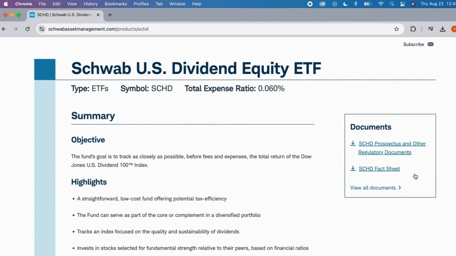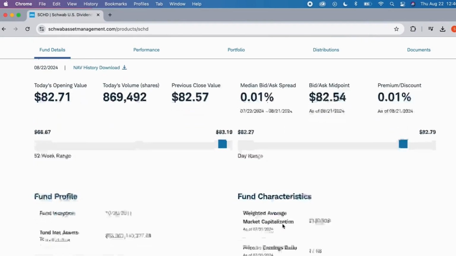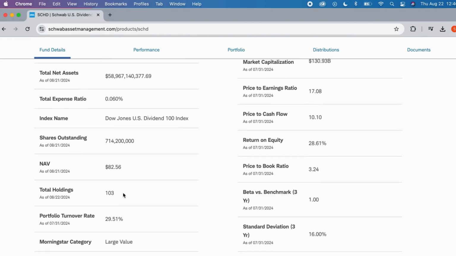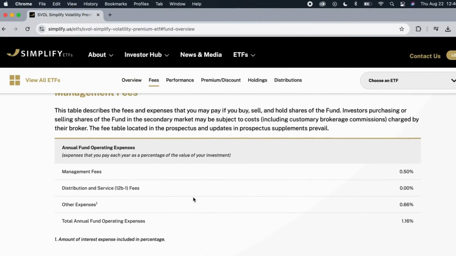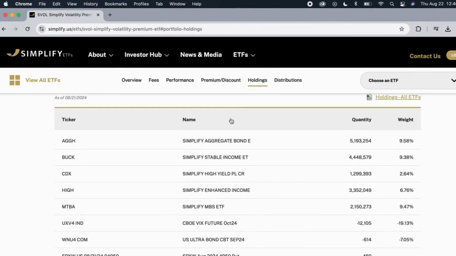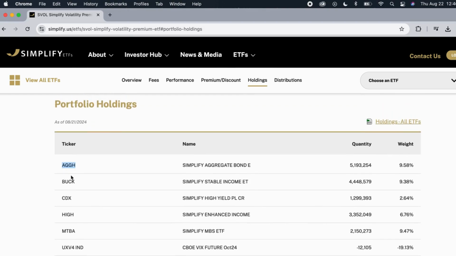When it comes to total holdings and assets under management, these two ETFs differ significantly. SCHD boasts a broad portfolio with around 100 holdings, and its total net assets exceed $40 billion, showing its popularity among investors. SVOL, however, is much more concentrated with fewer holdings, and its assets under management are around $1 billion.